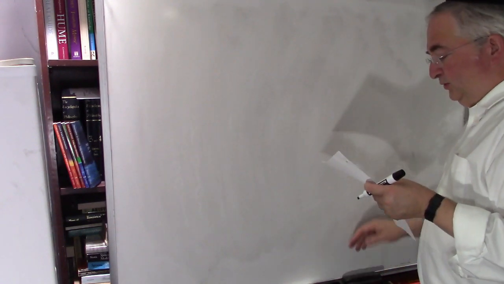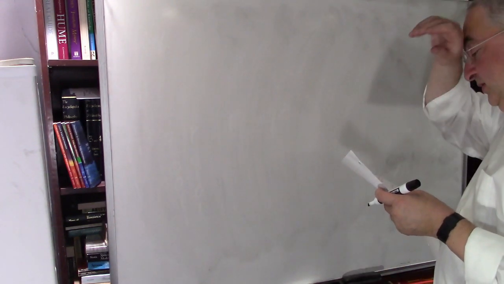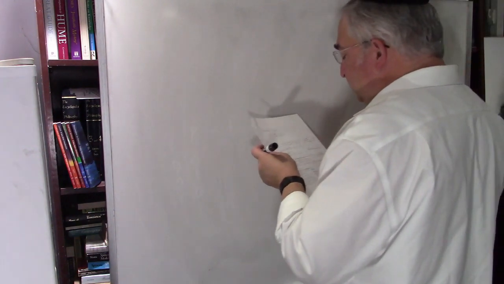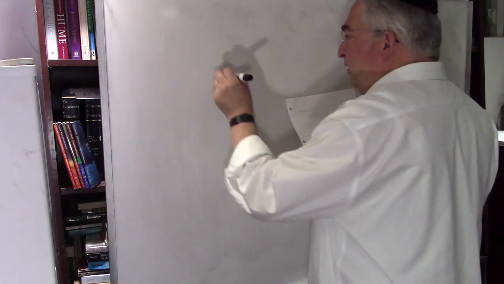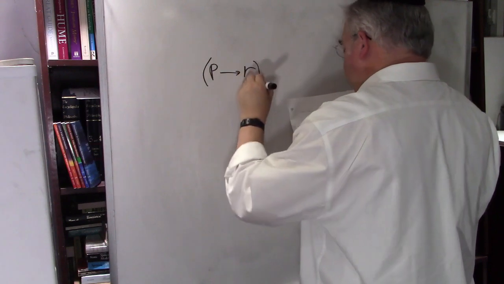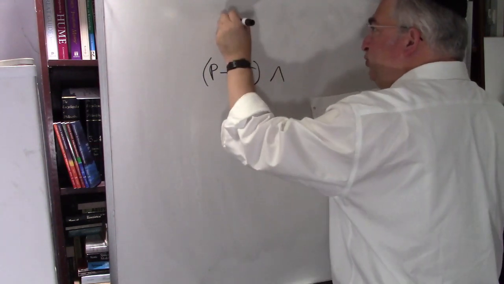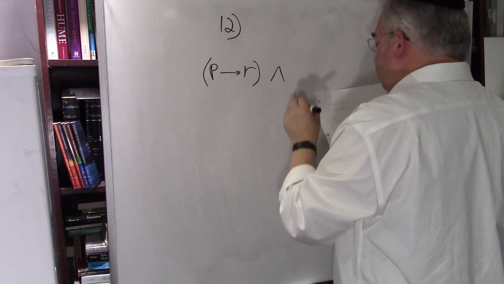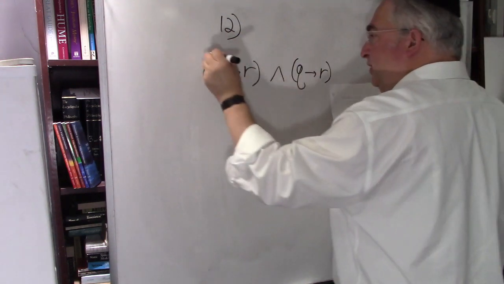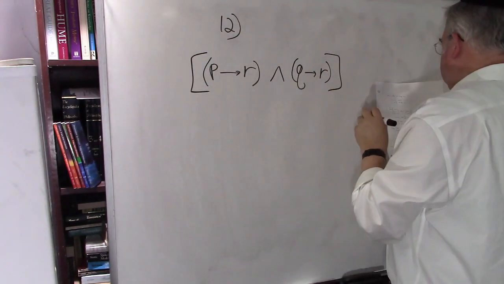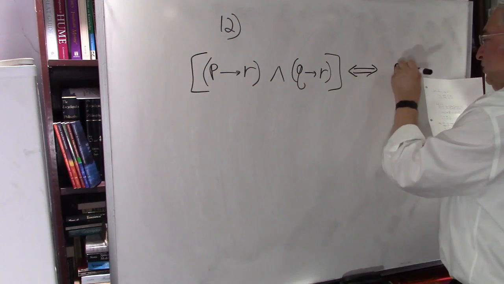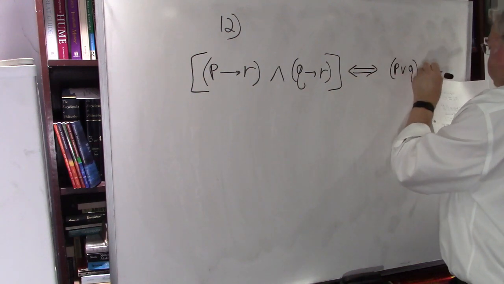Okay, this is one that is just a strange one, so that's why I picked it. Okay, let's do it. P arrow R, in round brackets, and this is number 12 on the list, Q arrow R. This is logically equivalent to P or Q arrow R.